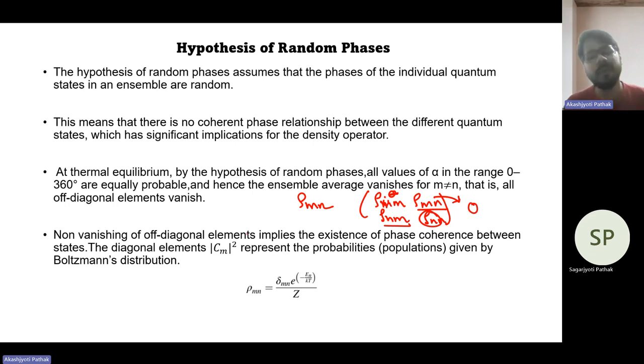But if these off-diagonal elements are not zero, then what will that imply? That will imply the existence of phase coherence between the states. The diagonal elements, c m squared, represent the probability given by the Boltzmann distribution. Just now I derived rho mn equals delta mn e to the power minus En by kT, by Z.